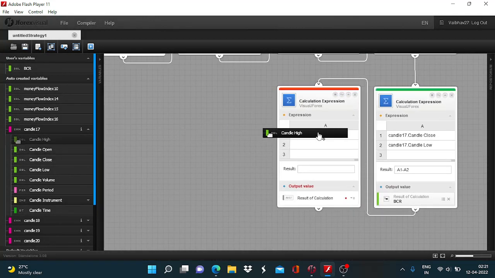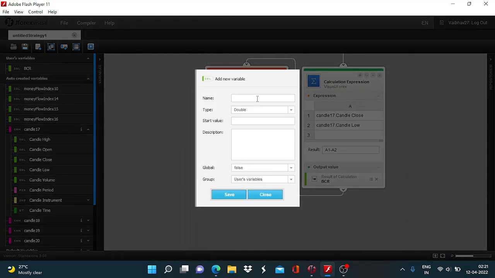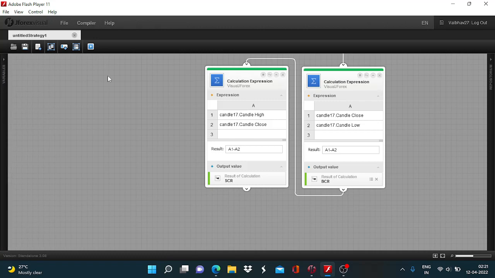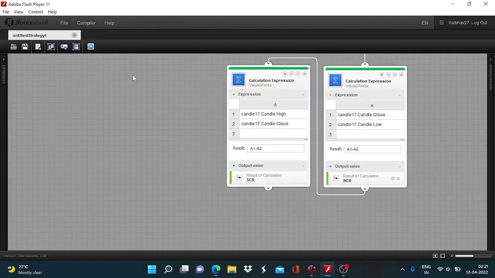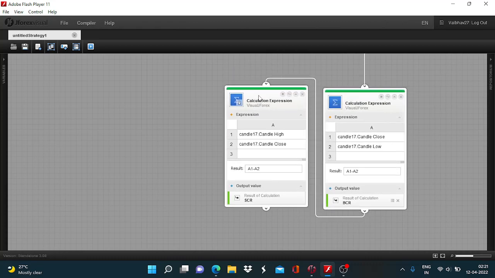And for sell side we will have to consider the difference between high and the closing value. So this is going to be A1 minus A2, sell side closing requirement. Okay, so we have defined these two variables which will help us in defining the conditions for the execution of the trade in an optimum manner.